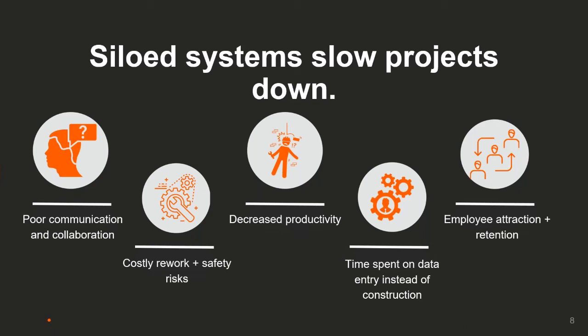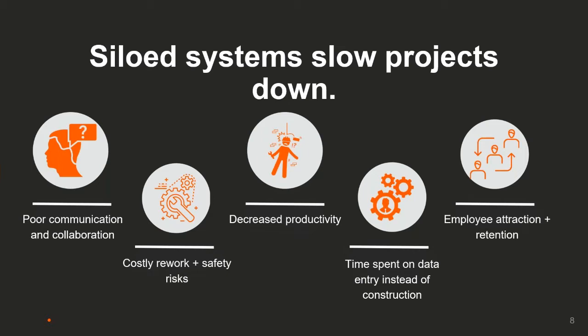And what this does by not being connected is it leads to poor communication and collaboration. And that communication and collaboration can be between different companies. It can be between different employees at the same company. It can be different software solutions, right? And this leads to costly rework and decreased productivity and a lot of time spent on double entry instead of really focusing on what we should be focusing on, which is what can we do to improve this project? What can we do to improve our deliverables? What can we do to stay on track, right?